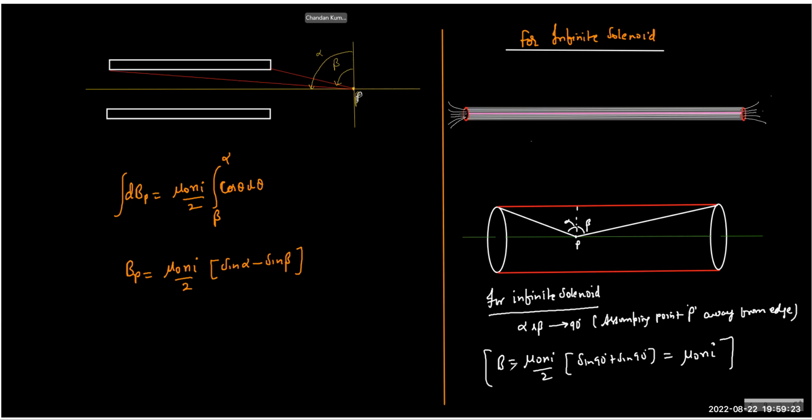So for an infinite solenoid, the magnetic field in the entire volume will be equal to mu naught ni. Now there is a special case which you must understand and remember, and that is at the edge. One of the angles tends to zero and the other to 90. So we can call it semi-infinite.